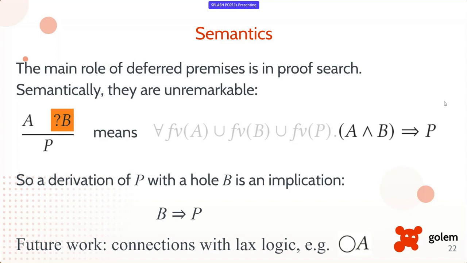So if you have a derivation of P with a hole in it, then it's really an implication, right? B implies P. If I provide a B, then I'll have a complete derivation of P. So I think there are actually some more things to explore in this logical foundation. This is more Bernardo's expertise on the team than mine, but there's some possible connections between our notion of deferred premises and lax logic, for example, circle A. And so those are things we'd like to explore in some future work.